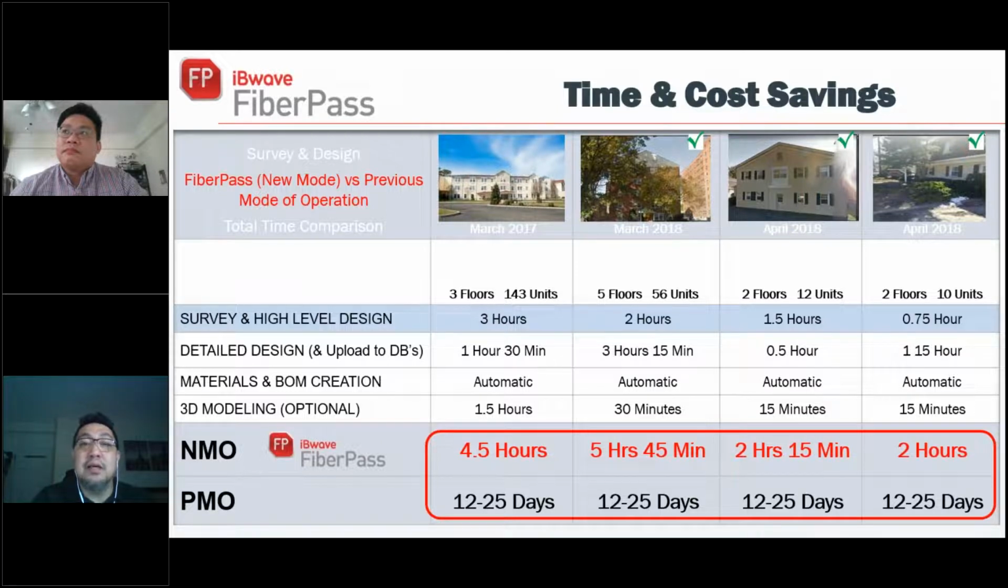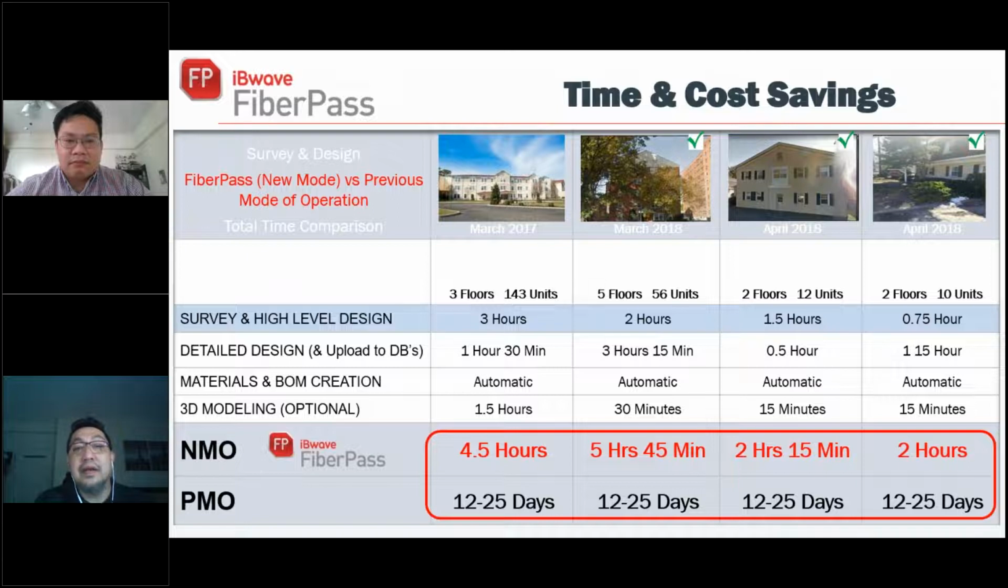So these are just some examples of what was done with ibwave together with a major North American FTTH service provider and their main FTTH contractor. As you can see here, 4 different project sites: one is 3 floors with about 143 units, 5 floors with about 56 units, 2 floors with about 12 units, and 2 floors with about 10 units.